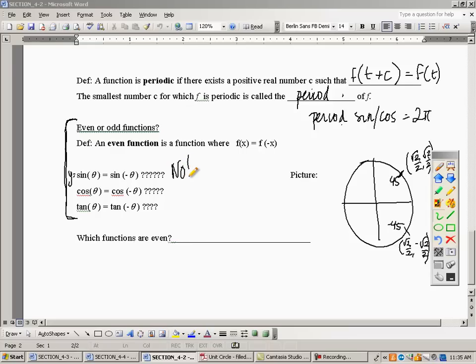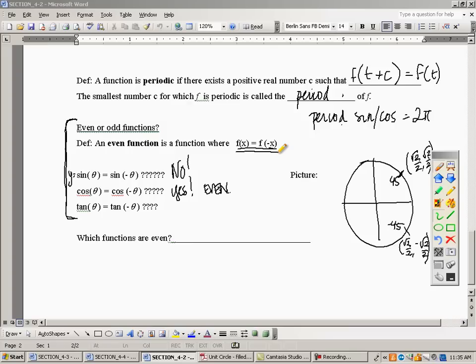Okay. The second one says, well, let's look at cosines. I'm going to stick in terms of 45. The cosine of a positive 45 is square root of 2 over 2. The cosine at negative 45 is also a positive square root of 2 over 2, so our answer is yes. That means this function is even, and we've talked about this even and odd in chapter 1 before, and so it's coming back again in terms of trigonometry.